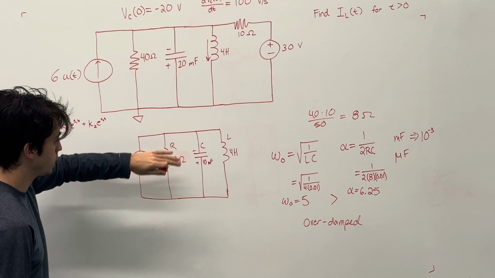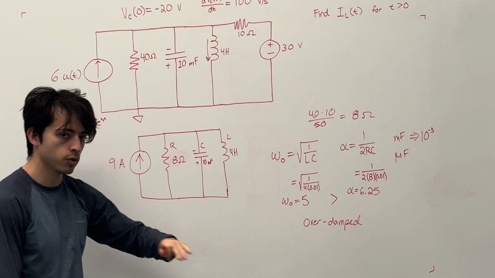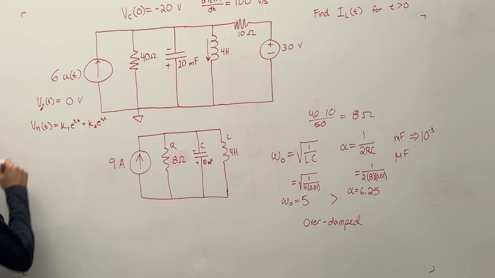So that means that the voltage between this node and this node will be 0. So we can just write that V forced of t equals 0 volts. Let's calculate our natural response.